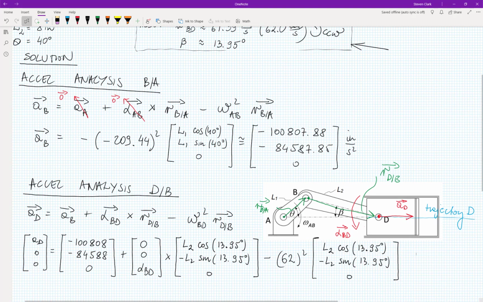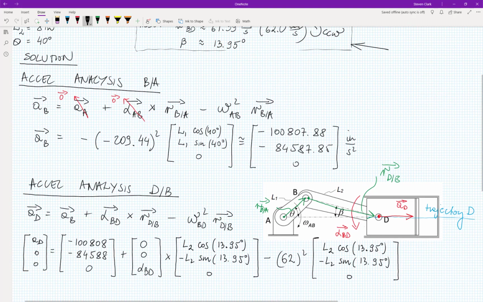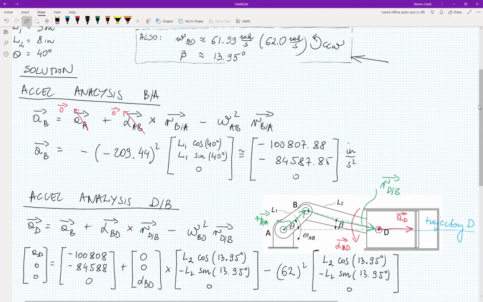So again, guys, I know that you all see it, but I'm just going to say it anyway. Running velocity analysis before acceleration analysis is crucial, because we must know that our omega BD is 62. You can obtain it when you run velocity analysis. Okay, I think that's all.